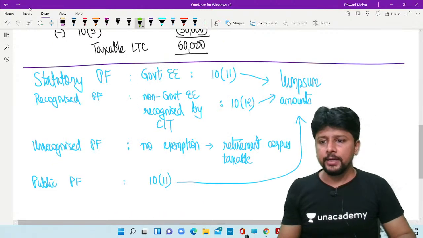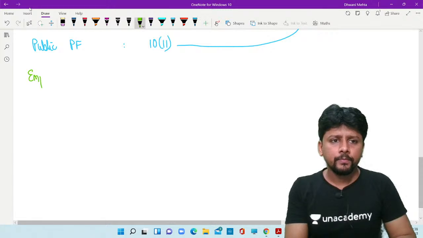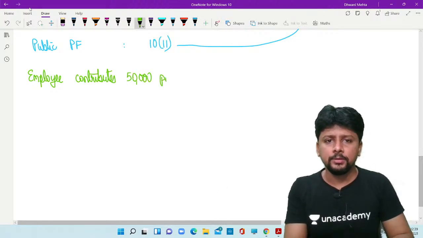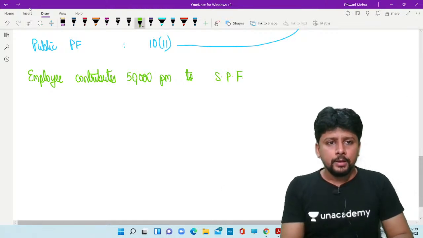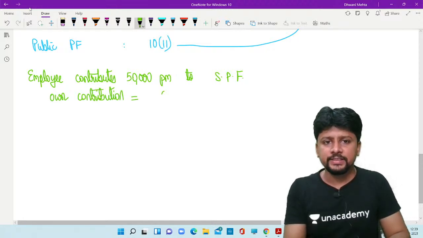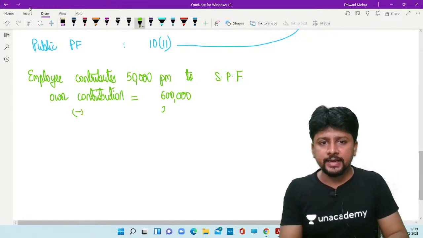Okay, let's try and decode this via a numeric example. Say for instance, an employee contributes 50,000 rupees every month to the statutory provident fund, which means his own contribution for this year is 6 lakhs. Now we are saying out of this 6 lakhs, let us reduce 2,50,000.